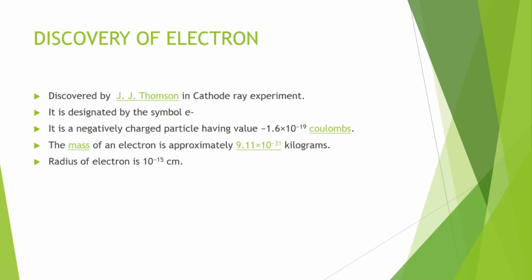Let's move to the next topic, that is discovery of electron. Electron was discovered by J.J. Thomson in cathode ray experiment. It is designated by the symbol e-, and electron is a negatively charged particle having the value minus 1.6 into 10 to the minus 19 coulomb. The mass of the electron is approximately 9.11 into 10 to the minus 31 kg, and the radius of electron is 10 to the minus 15 cm.